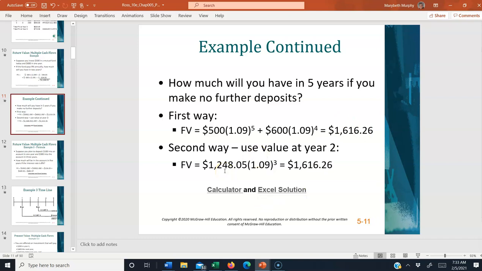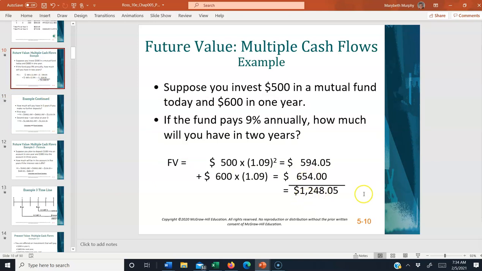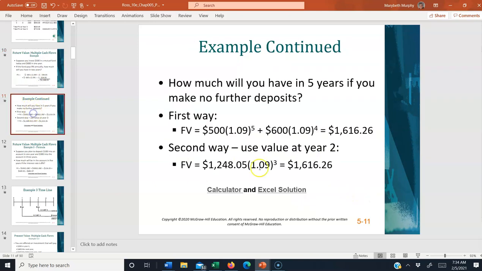The second way, we're going to use the value at the end of 2 years. We're going to go back here, use this value, and then we're going to multiply it by 1.09 to the third power. We had 2 years. We want to have interest at 5 years, so we need to add another 3 years to that, and that will also give us the 1616.26. And if you want, you can look at the calculator and the Excel solutions.